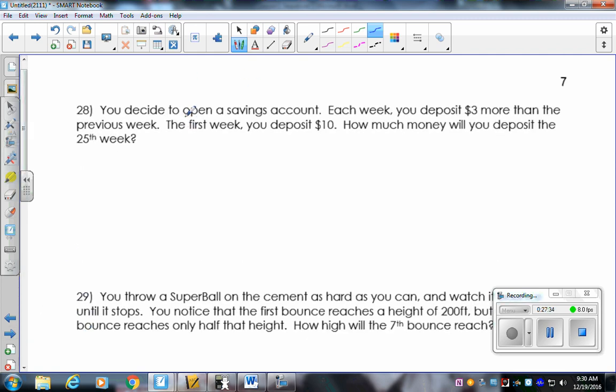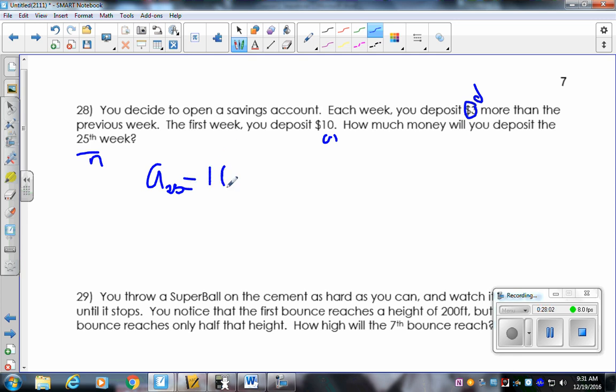You decide to open a savings account. Each week you're depositing $3 more than the previous week. The first week you're depositing $10. How much money will you deposit during the 25th week? So be careful here. It's not asking me how much money I have during the 25th week. It's saying how much are you putting in? So here's my common difference, and here's my A sub 1. Here's my N. What am I putting in on the 25th week? We'll take a look at finding the total in our next video.